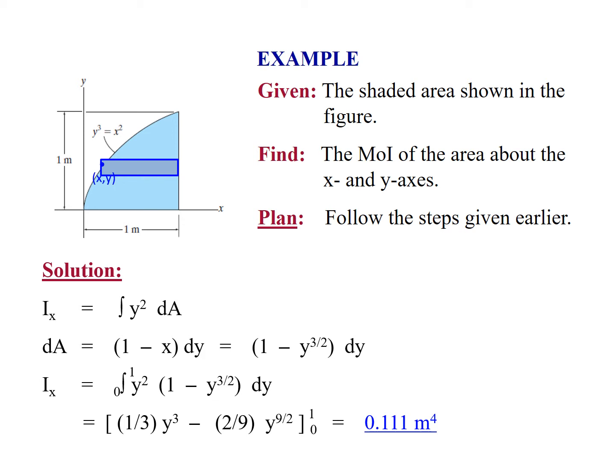Now when we substitute that into our first equation, we get the moment of inertia about x being equal to the integral from 0 to 1. We're integrating on y, so y goes from 0 to 1, and we're integrating y squared times dA, which is y squared times the quantity 1 minus y to the 3 halves times dy. If you complete this integration, no easy feat, but it's not that hard a task to integrate a polynomial like this. We get that the moment of inertia is equal to 0.111 meters to the fourth.